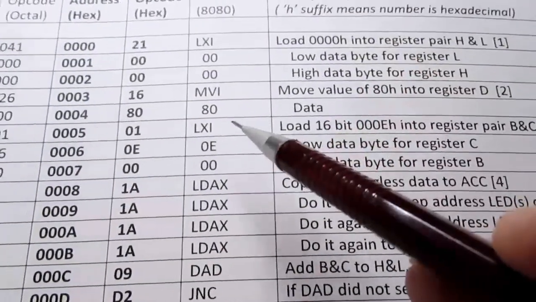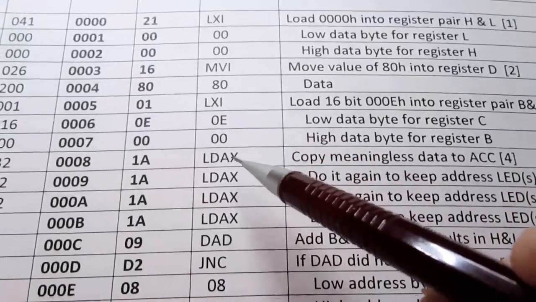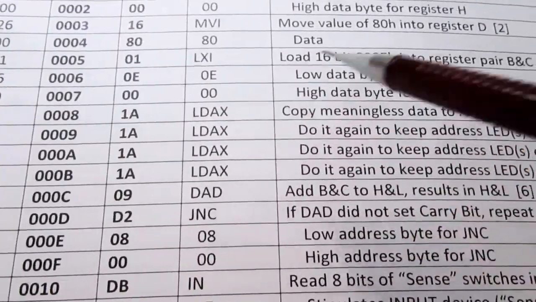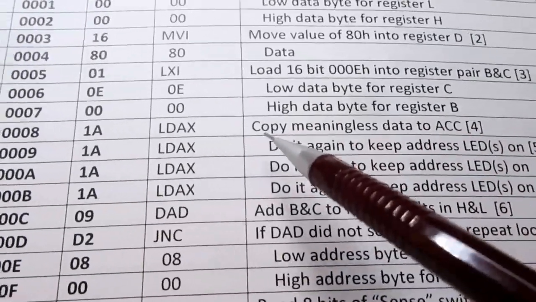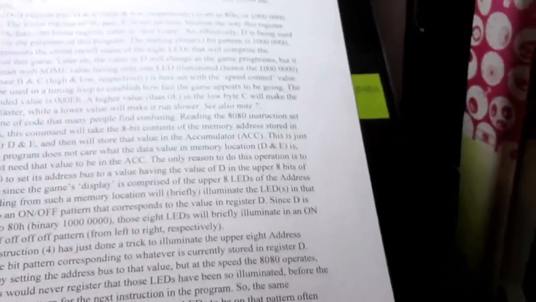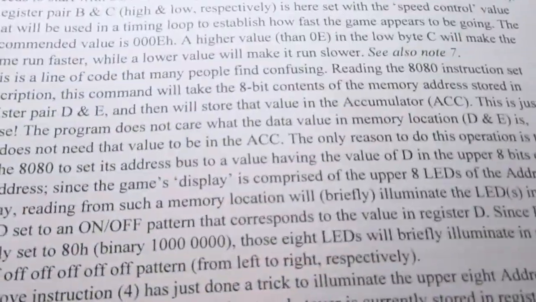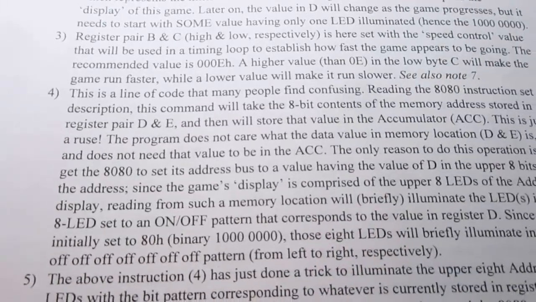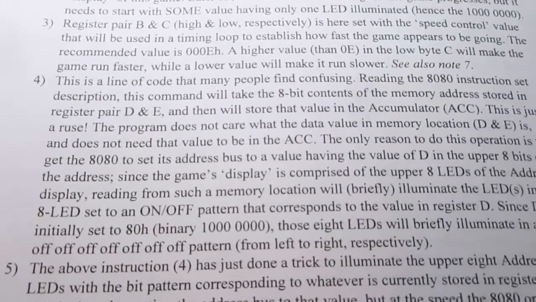So the next instruction we encounter is the LDAX instruction. You'll notice it's happening 4 times. So what this instruction does, and I'm going to jump to my notes here, note 4, and I wrote it out script-wise here. This is a line of code that many people will find confusing.